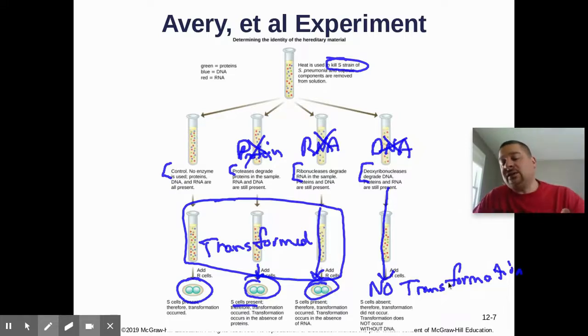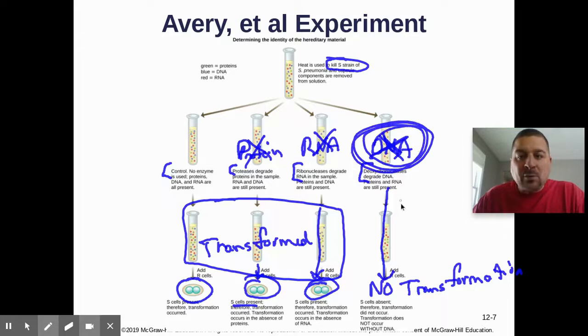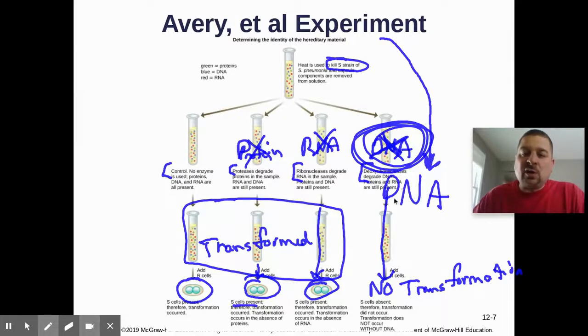The R cells, the rough strain cells, are picking up something from the S strain that's causing them to change into the virulent type of pathogen. And so if he knocked out the DNA, they didn't change. So what was causing the change? Boom, DNA. And so Avery and his fellow researchers published an article strongly suggesting that the transforming material is DNA.